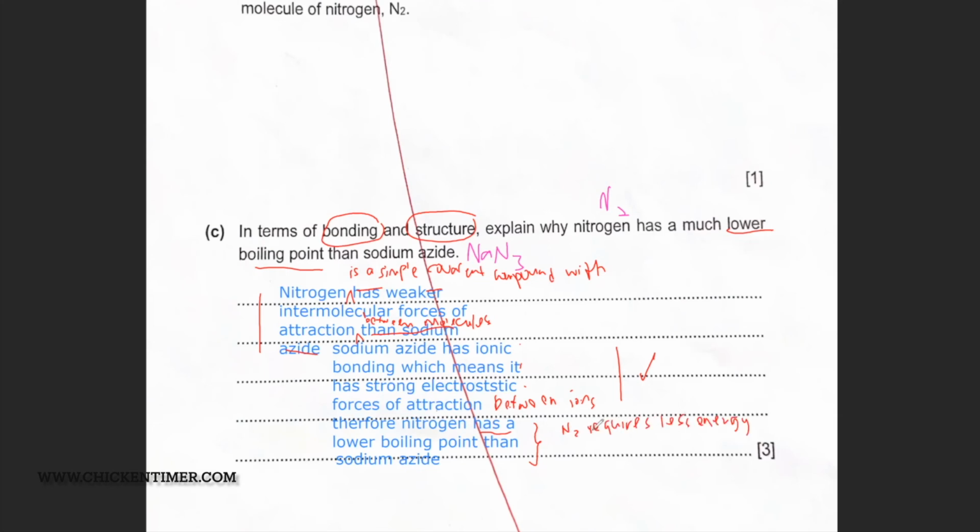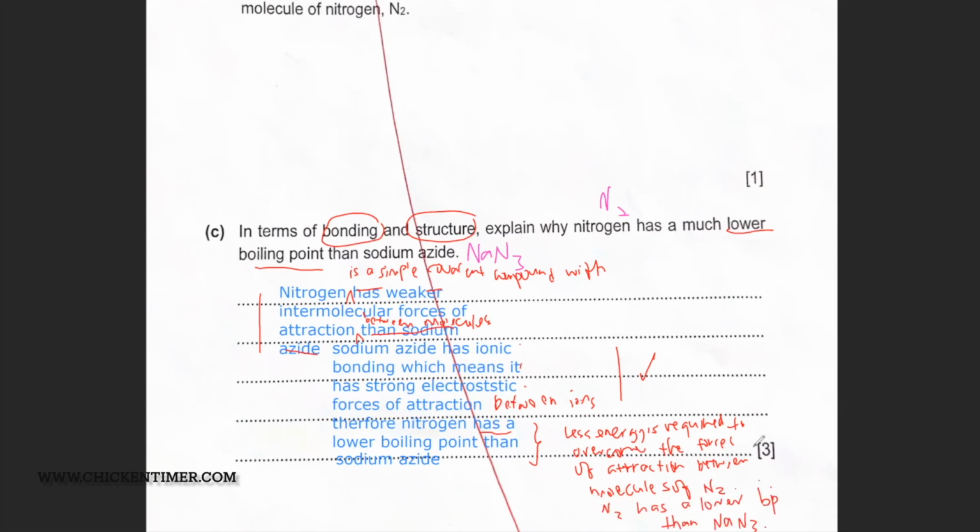Let me rephrase this. Less energy is required to overcome the forces of attraction between molecules of nitrogen. Therefore, nitrogen has a lower BP than. Does it look more complete like that?